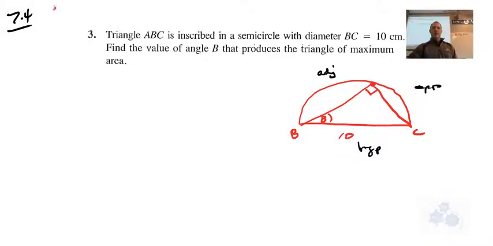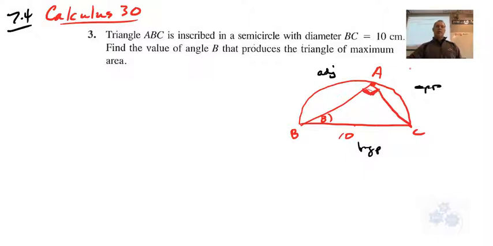So, calculus 30, 7.4, number 3. We'll just do this question here. It says this triangle ABC is inscribed in a semicircle with diameter BC. So here's my little diagram I started. A semicircle is half a circle, and so that means that this line BC is the diameter of the circle going right through the center. And BC is 10. Now when you have a triangle inscribed in a semicircle, this is always 90 degrees.